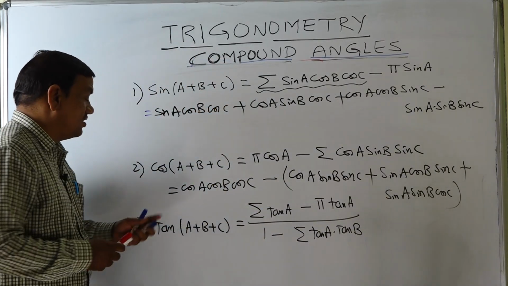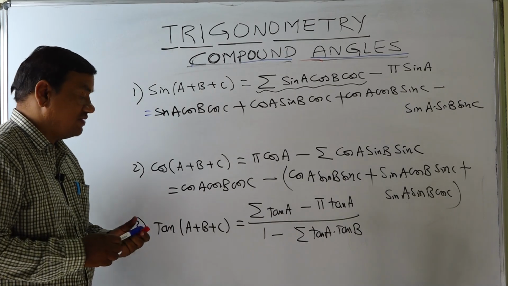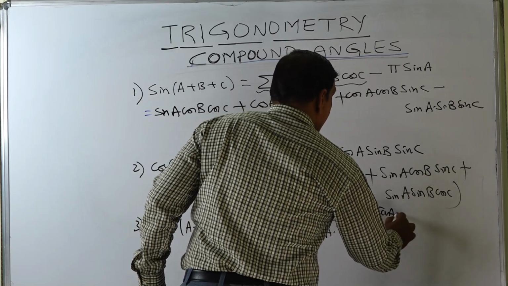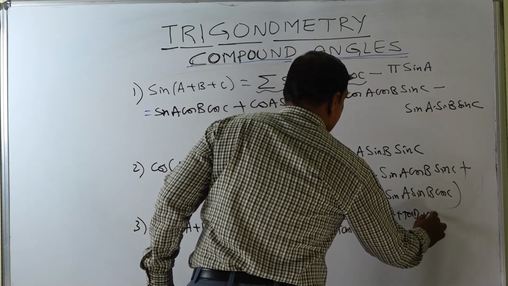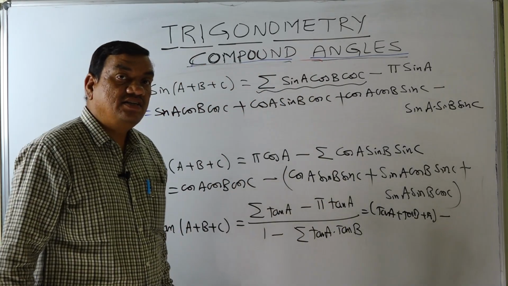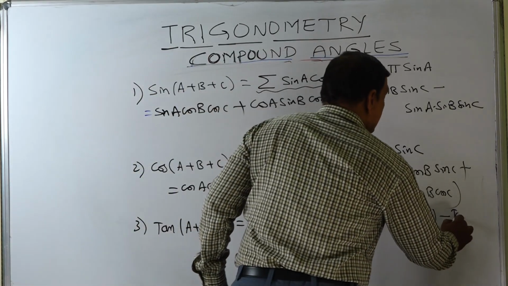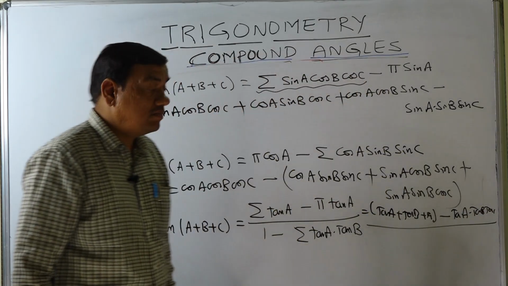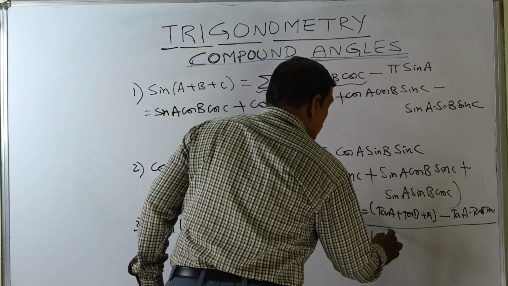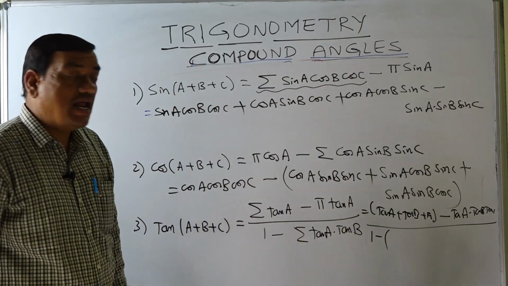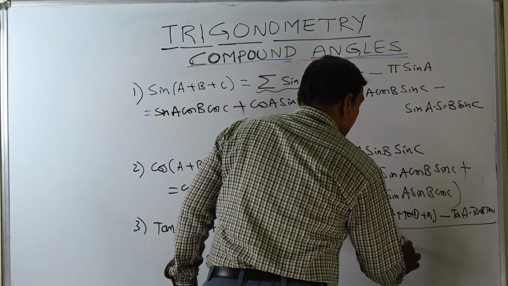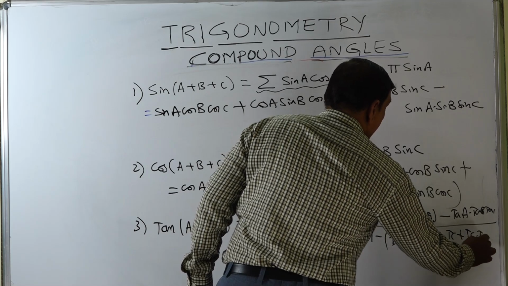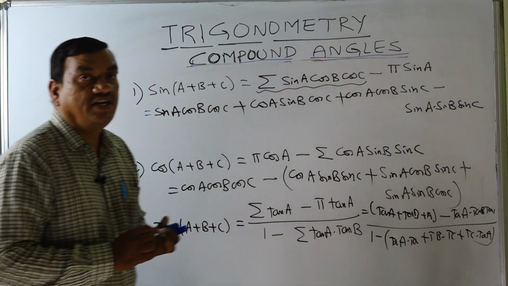Here also for tan of a plus b plus c the same situation. Sigma tan a means tan a plus tan b plus tan c, minus pi tan a, means tan a into tan b into tan c, upon 1 minus sigma tan a tan b, means tan a into tan b plus tan b into tan c plus tan c into tan a. Understand this?